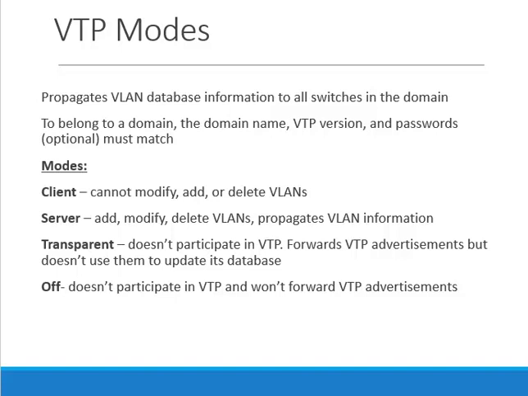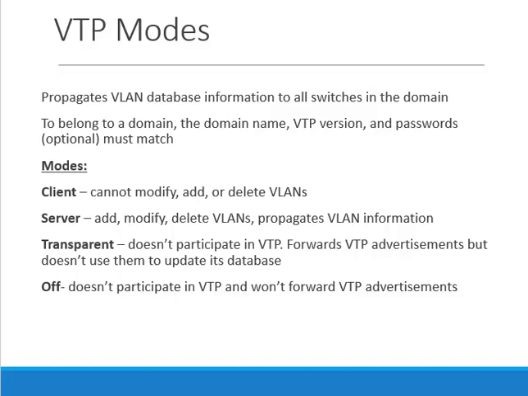A switch can be in one of four modes. In server mode, which is the default, so by default when you take them out of the box and you go to configure, they'll be in VTP server mode. In server mode, that's where you can add, modify, or delete VLANs. So that's where I can make all my VLAN changes, and then that information will propagate out to the rest of the switches within the domain.